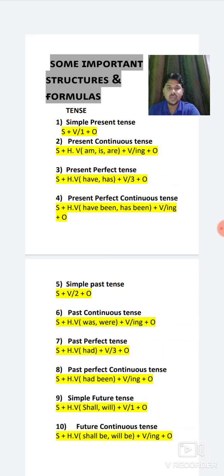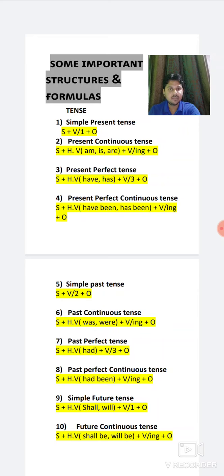One structure you have to follow: only three words will come in simple present tense. Subject, after that verb first form, known as the root word or main form of the verb, and the third word, object. In present continuous tense, the trick is continuous means verb ing. So look at that: subject, after that a helping verb am, is, are, any one used properly according to singular and plural. After that verb ing, and at last the object will be there.